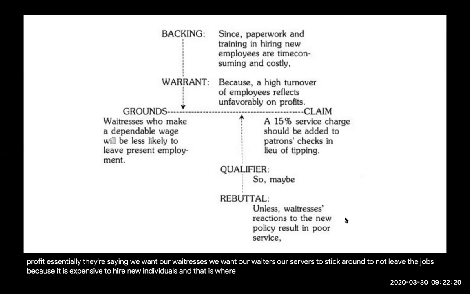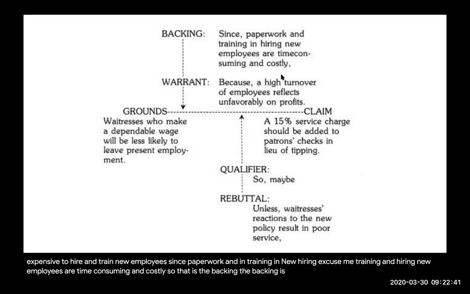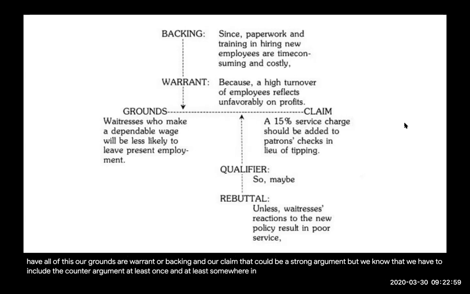And that is where we can see the backing. So the backing explains why it's expensive to hire and train new employees, since paperwork and training and hiring new employees are time consuming and costly. So that is the backing. The backing is evidence that supports the warrant. So if we have all of this, our grounds, our warrant, our backing, and our claim, that could be a strong argument. But we know that we have to include the counter argument at least once and at least somewhere in our speech. So we could do it when we are doing this Toulmin model.